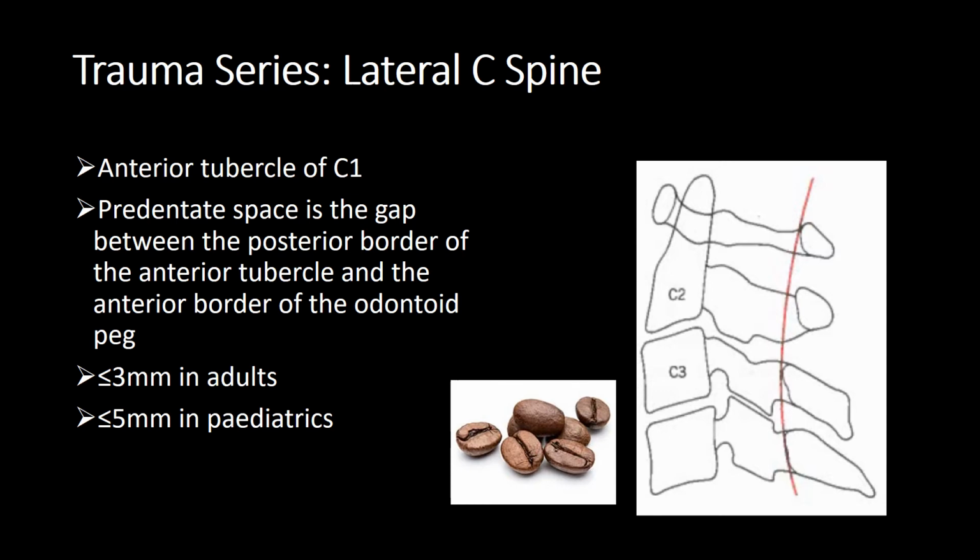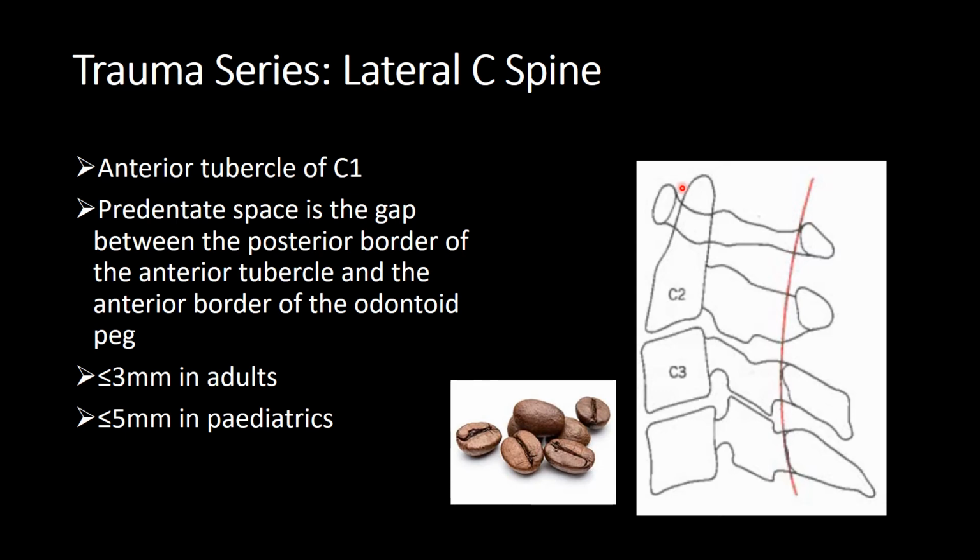And that is absolute fact. The anterior tubercle of C1 will always lie anterior to the peg. So if you're struggling with overlapping structures to identify where your peg is, look for the anterior tubercle. It resembles a coffee bean.